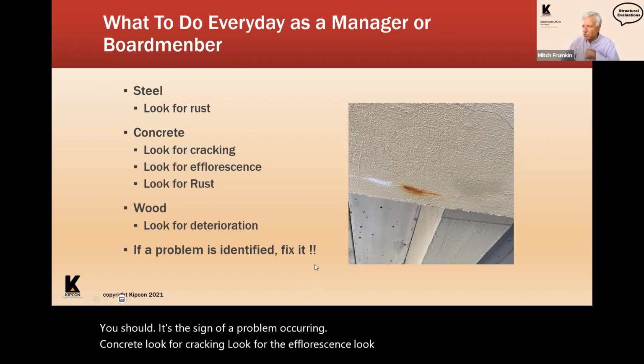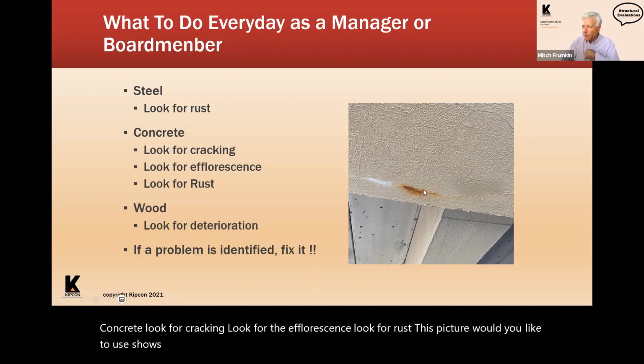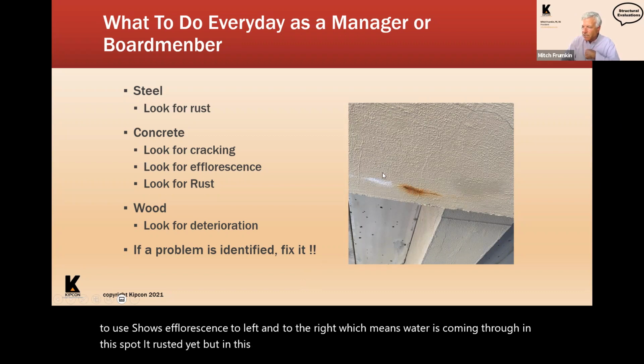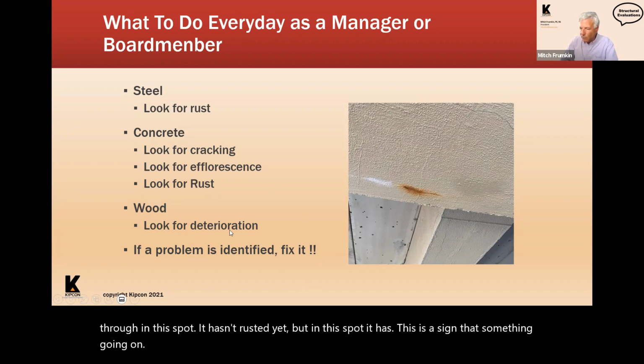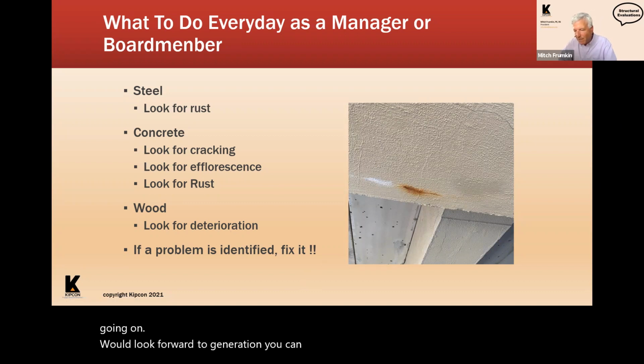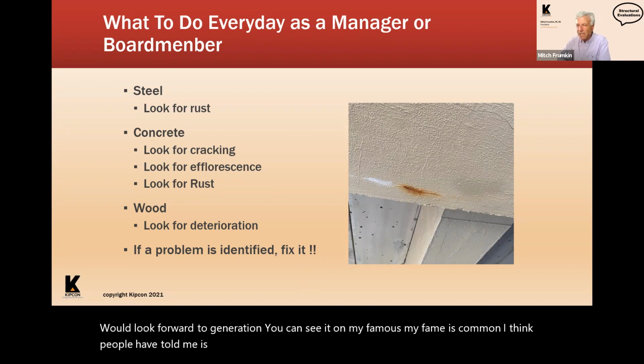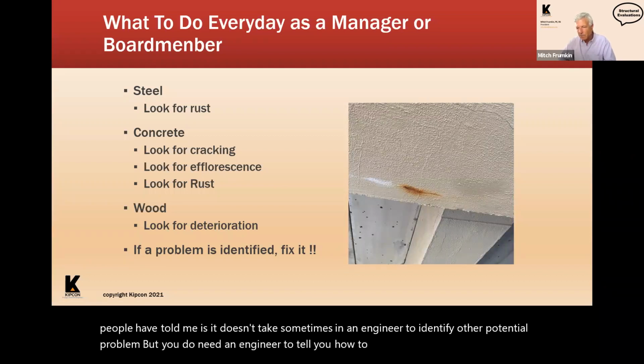This picture, which I like to use, shows efflorescence to the left and rusting to the right, which means water's coming through. In this spot, it hasn't rusted yet, but in this spot, it has. This is a sign that something's going on. Wood, look for wood deterioration. My famous comment, I think people have told me, is it doesn't take sometimes an engineer to identify you have a potential problem, but you do need an engineer to tell you how to fix it and how bad the problem is. But if the problem is identified, fix it.